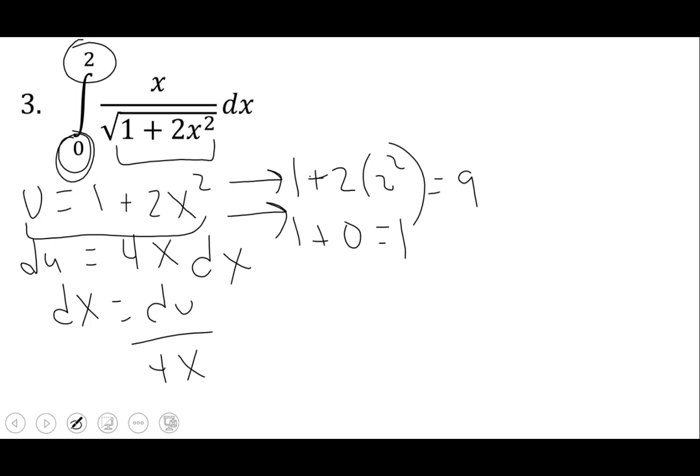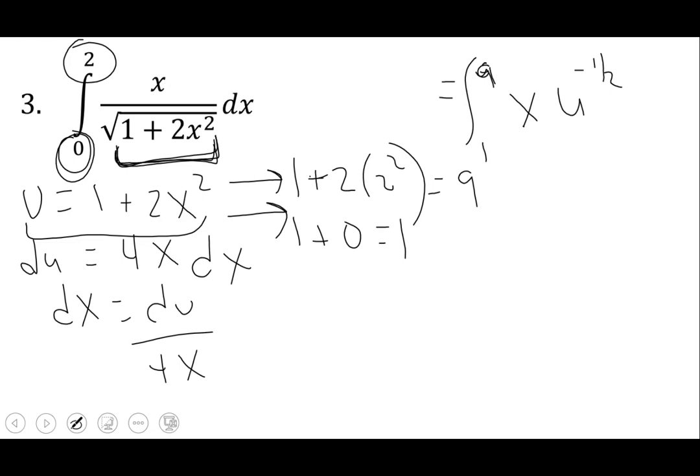Not only am I going to rewrite it in terms of u's, but I'm also going to rewrite it only in terms of positive exponents. So my new bounds of integration are 1 to 9. So from 1 to 9, leave the x that was in the original problem. Take the square root of 1 plus 2x squared, which was on the bottom, move it to the top, and write it as u to the negative 1/2 power.